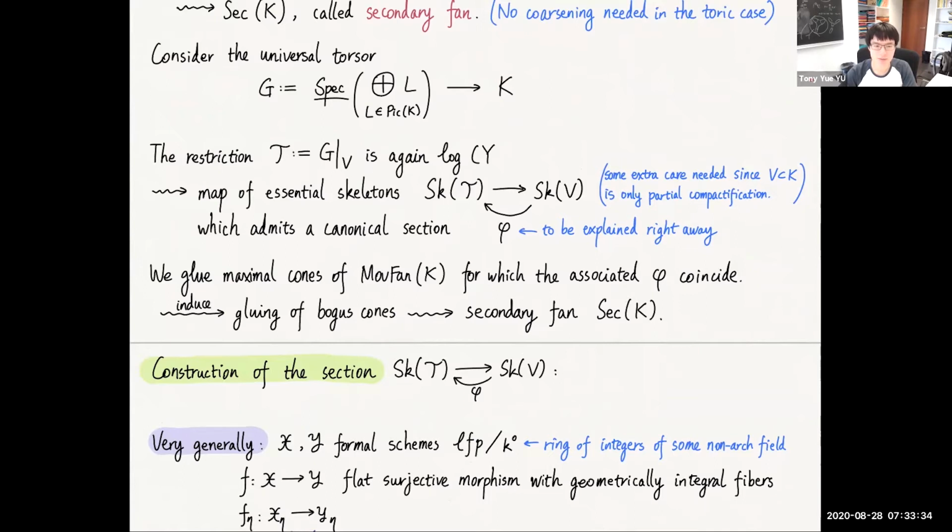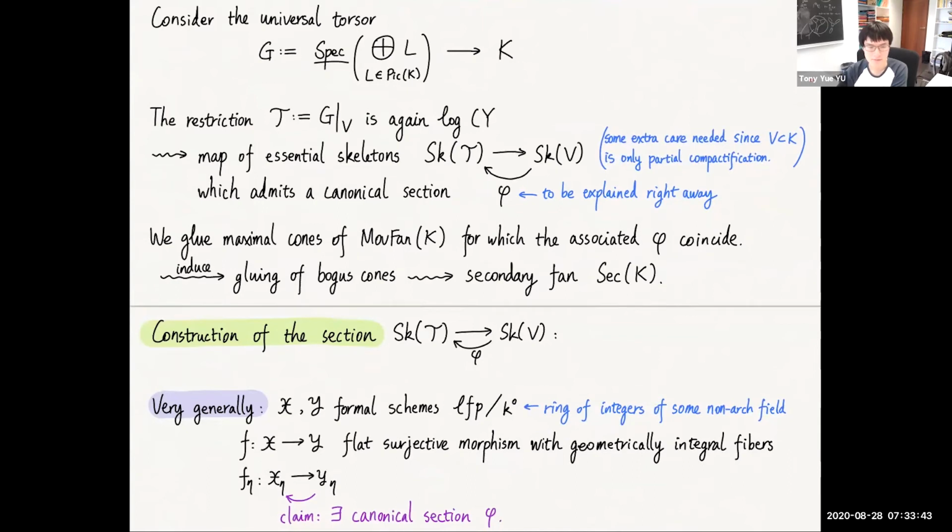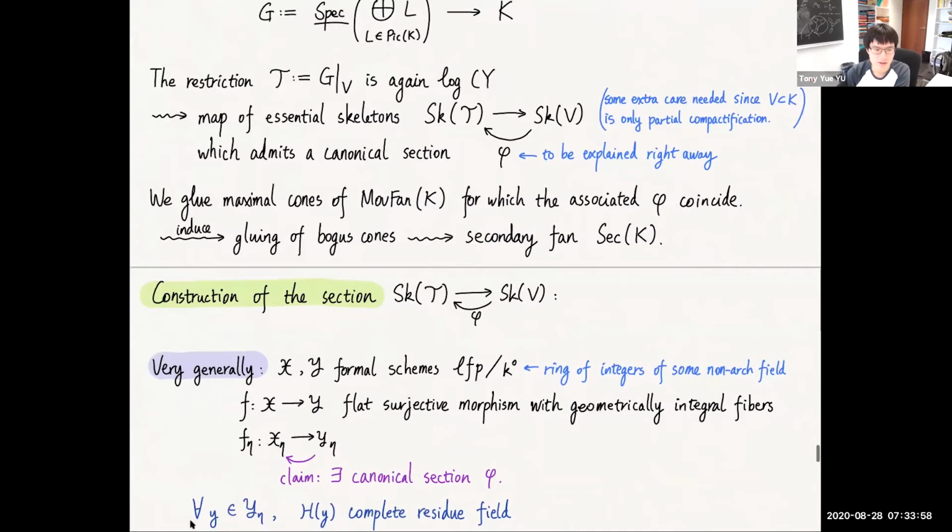And we consider the map between the generic fibers from X eta to Y eta. And the claim is that in this situation, we always have a canonical section phi. So how do we make this section? Given any point y in the generic fiber of curly Y, we consider the complete residue field Hy. And so our goal is to define what is phi of y.